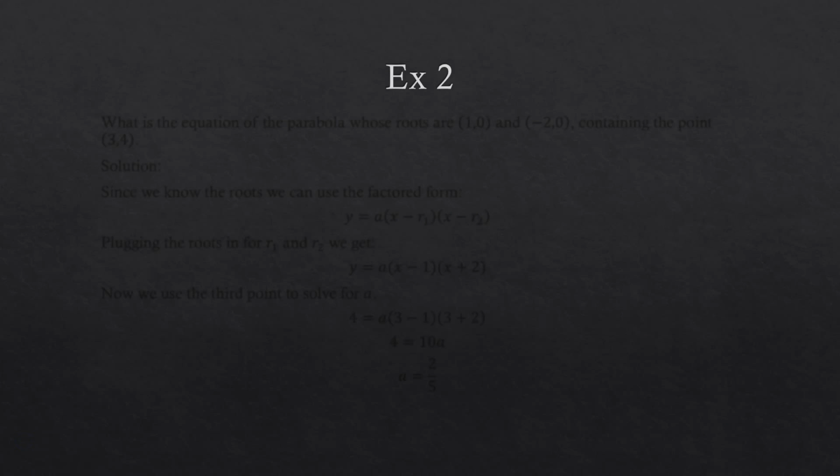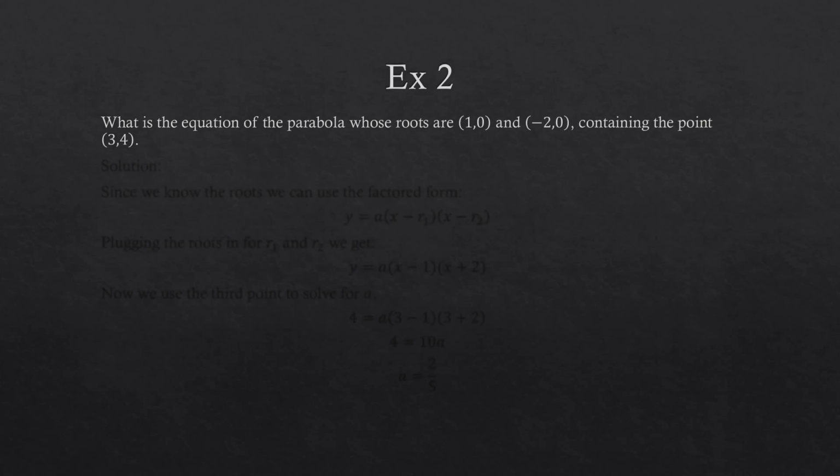Okay, let's look at another example. Let's figure out the equation of a parabola whose roots are given, 1, 0, and negative 2, 0, and it's containing the point 3, 4, so it's going through a third point. So we basically have 3 points to work with. We've got 3 pieces of information to find, so we should be able to figure out this equation.